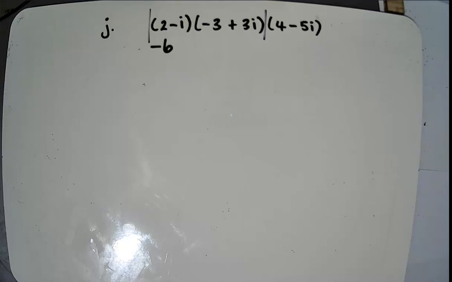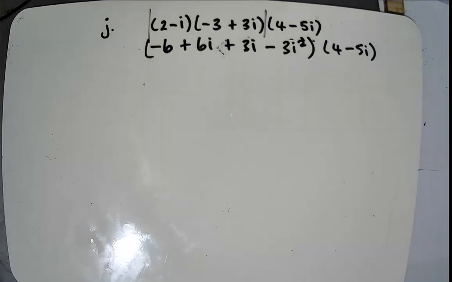So 2 times minus 3 will give us minus 6. 2 times 3i will give us plus 6i. Minus I times minus 3 will give me positive 3i. Minus I times 3i will give me a negative 3i squared. So that's all my first bracket. All of this will be multiplied by the second bracket.